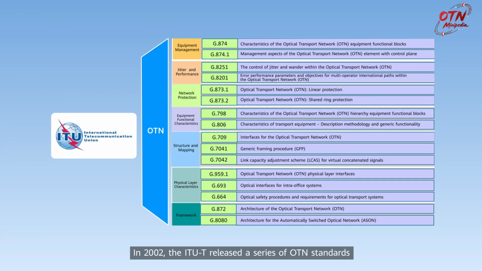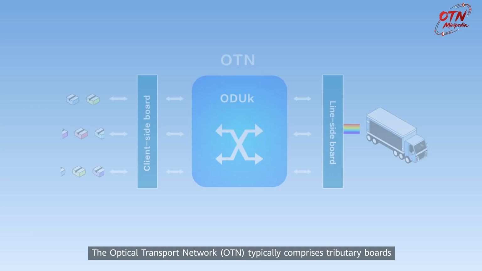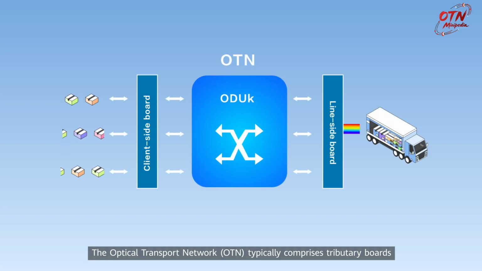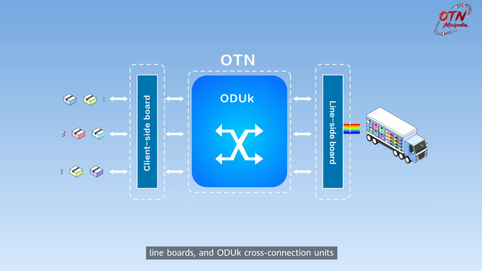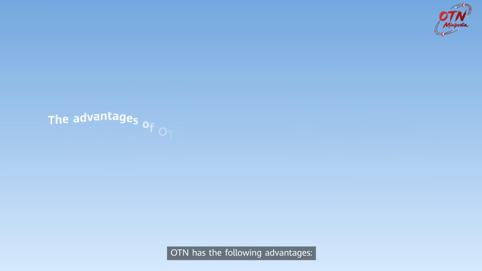In 2002, the ITU-T released a series of OTN standards, including G.709, G.872, and G.798. The optical transport network typically comprises tributary boards, line boards, and ODUK cross-connection units. OTN has the following advantages.